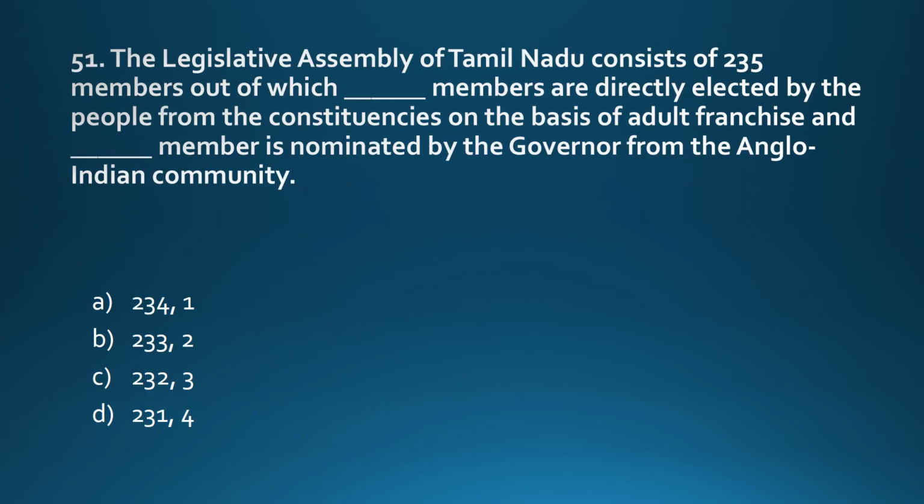Question number 51. The Legislative Assembly of Tamil Nadu consists of 235 members, out of which dash members are directly elected by the people from the constituencies on the basis of adult franchise and dash member is nominated by the governor from the Anglo-Indian community. Option A 234, 1. Option B 233, 2. Option C 232, 3. Option D 231, 4. Correct answer is option A 234, 1.